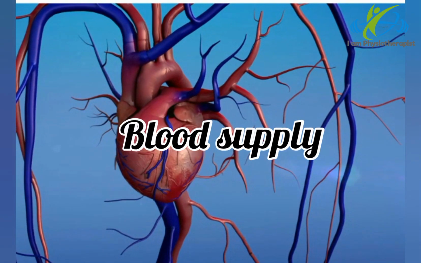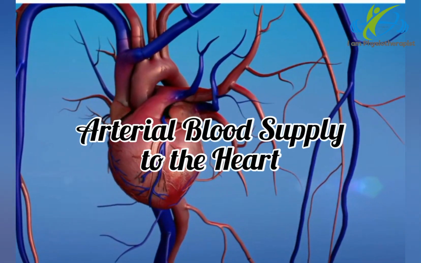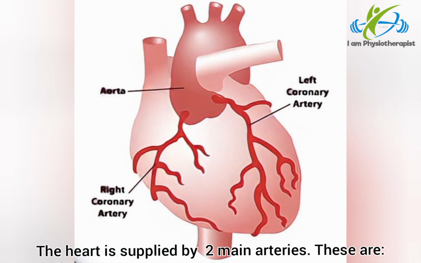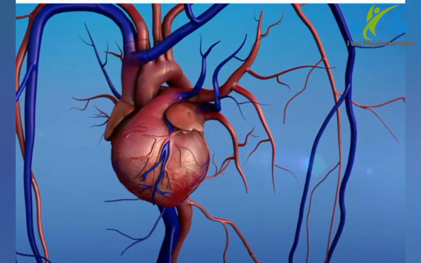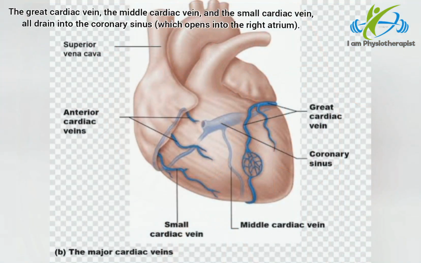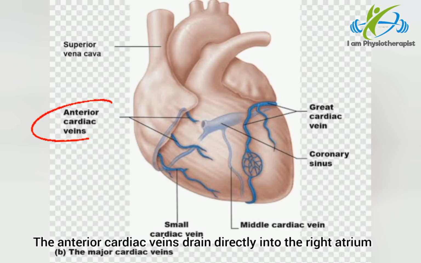Blood supply. Arterial blood supply to the heart. The heart is supplied by 2 main arteries. These are the right coronary artery and left coronary artery. Venous drainage of the heart. The great cardiac vein, the middle cardiac vein, and the small cardiac vein all drain into the coronary sinus, which opens into the right atrium. The anterior cardiac veins drain directly into the right atrium.